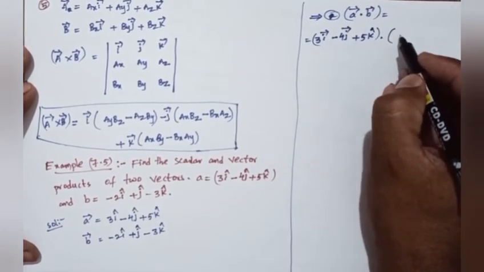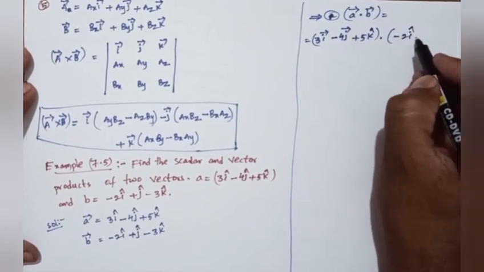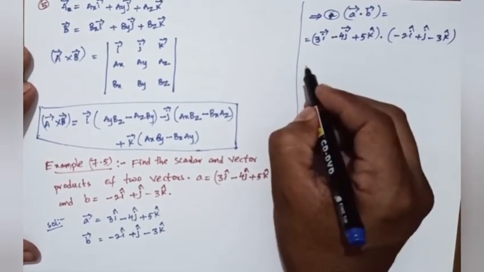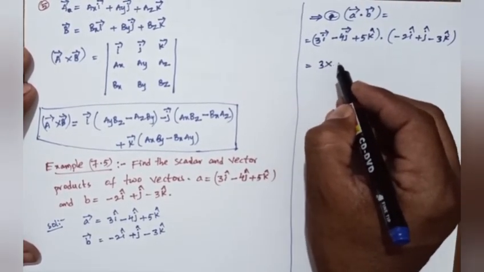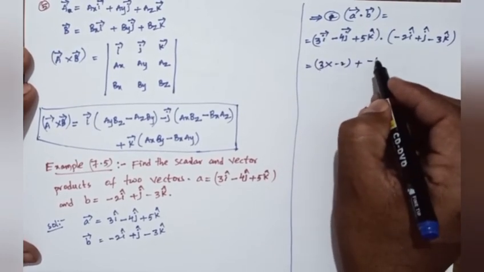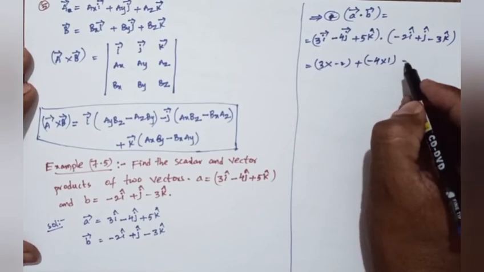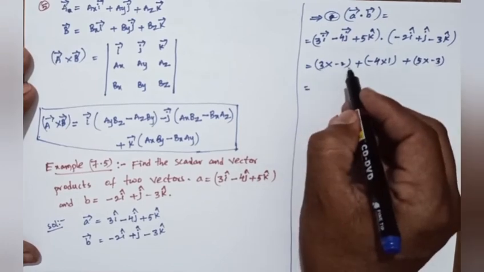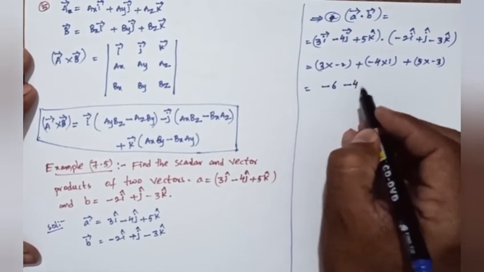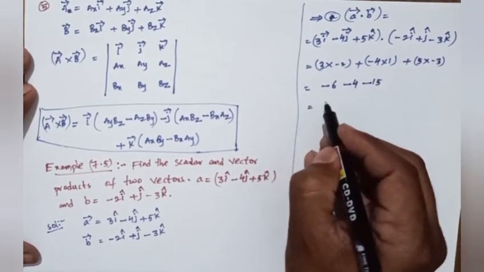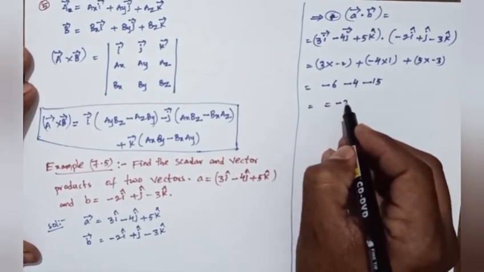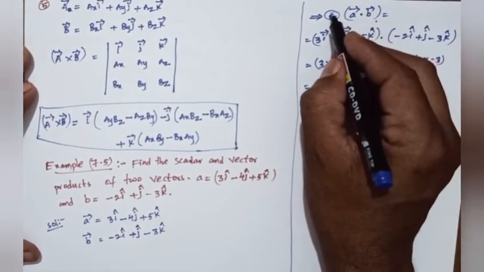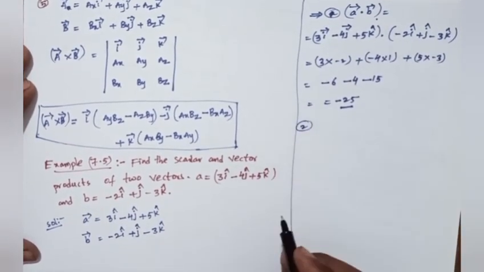3 i cap minus 4 j cap plus 5 k cap dot minus 2 i cap plus j cap minus 3 k cap. It is written as 3 into minus 2 plus minus 4 into 1 plus 5 into minus 3, which equals 3 into minus 2 minus 4 minus 15. This equals minus 25. So this is the dot product, the scalar product. Second one, vector product.